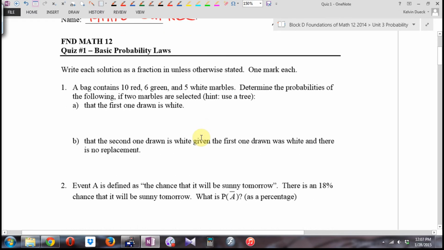It said write each solution as a fraction unless otherwise indicated, one mark each. A bag contains some marbles. Determine the probabilities of the following if two marbles are selected.